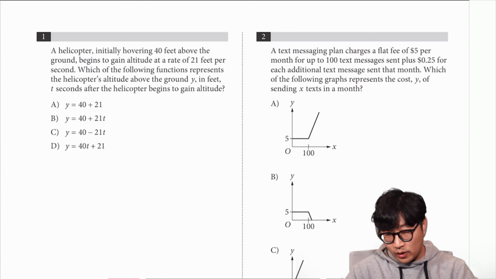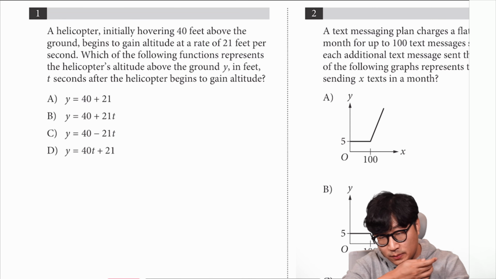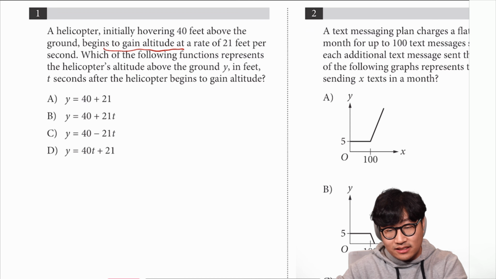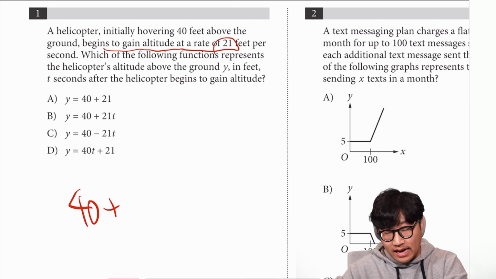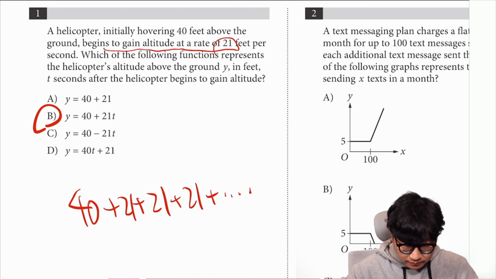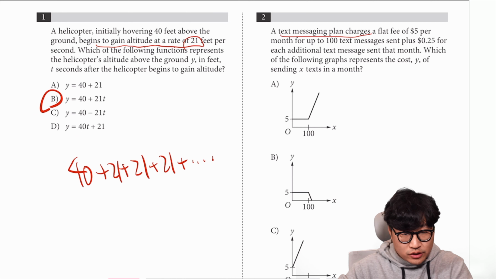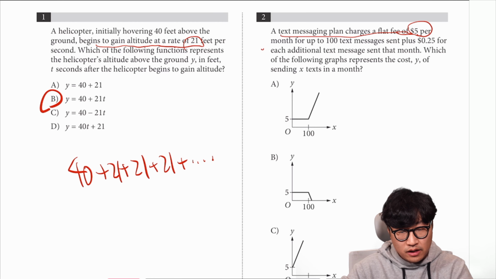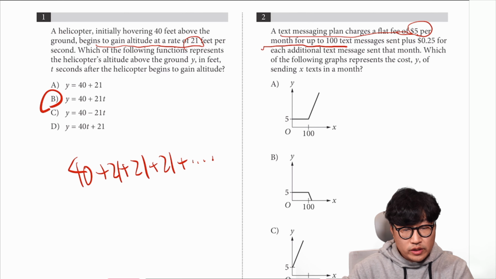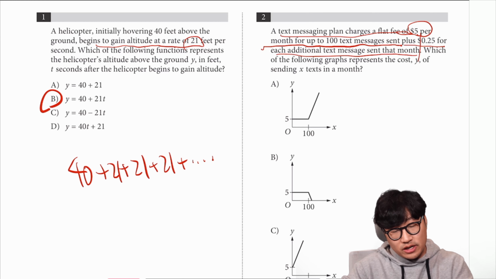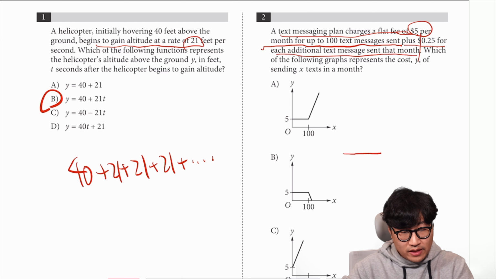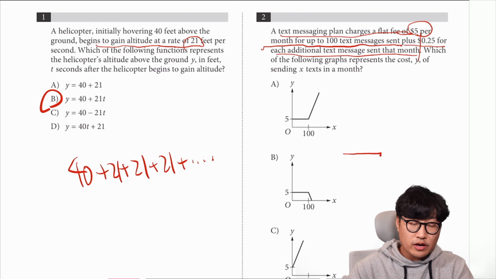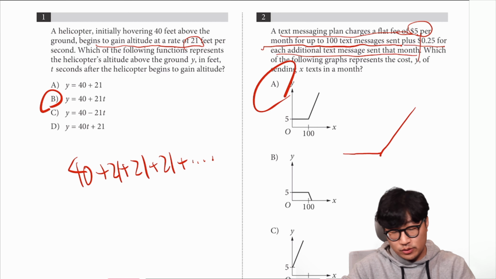Here we go. Number 1, a helicopter initially hovering 40 feet above the ground begins to gain altitude at a rate of 21. So you start with the 40, add 21, add 21, add 21, on and on and on, and that looks like B. Number 2, a text message plan charges a flat fee of $5 monthly for up to 100 text messages sent, plus 25 cents for each additional text message sent that month, right? So you're going to go kind of flat, and then after that, the more you send, the more you have to pay. So something like this, and that matches answer choice A.